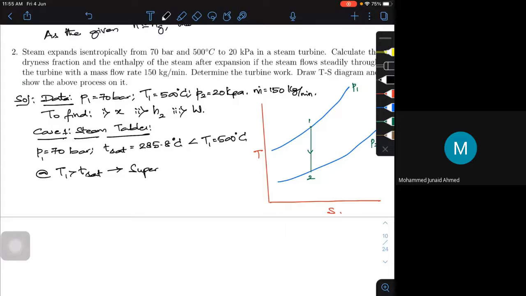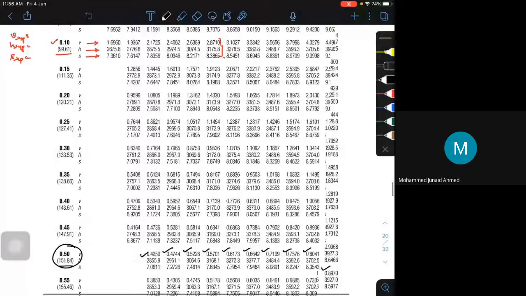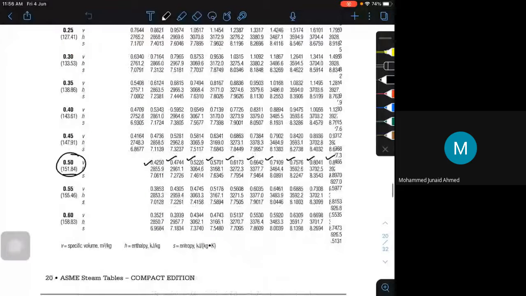So now you have to go to superheated tables, corresponding to 70 bar and 500 degrees Celsius. Let me go to my ASME steam tables, the superheated steam tables corresponding to 70 bar. Here I have it in megapascals, so I have to go to 7 megapascals.